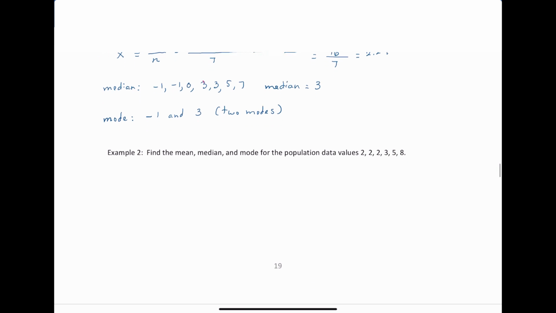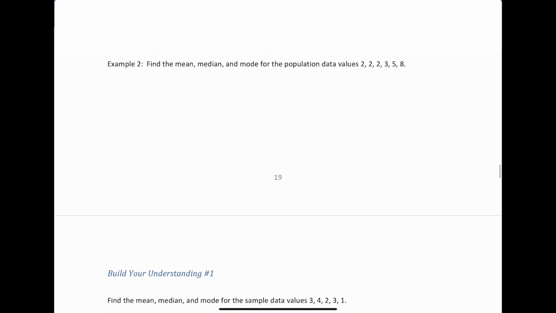Let's try another one. Let's find the mean, median, and mode for the population data values 2, 2, 2, 3, 5, 8. So the mean, now this is a population, so we're going to use mu for the mean. We're going to add up the data values, and we're going to divide by the number of data values. I'm using a capital N because this is representing a population. There are 6 data values, so we'd be dividing by 6 and adding them up. 2 plus 2 plus 2 plus 3 plus 5 plus 8. And according to my calculator, that's approximately 3.67. So that's the average data value.